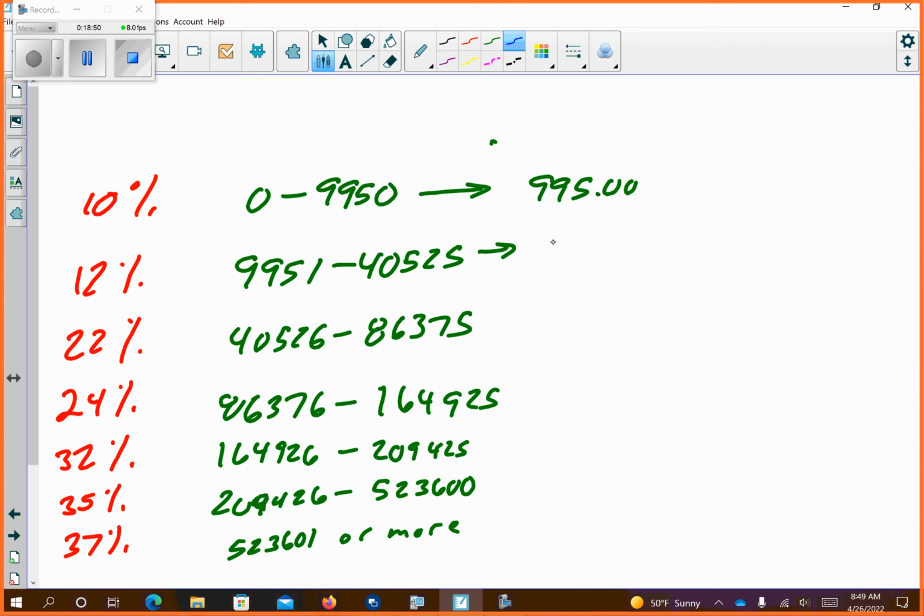Okay. Will someone go 0.12 times 40,525, please? So we're just going to look at these values. 0.12. Say that one more time. 4,863. Exactly? Yep. Okay. And let's just keep it simple. We won't worry about coin amounts. 0.22 times 86,375. $19,002, and we won't worry about the penny amounts.